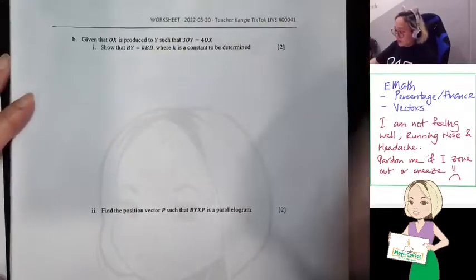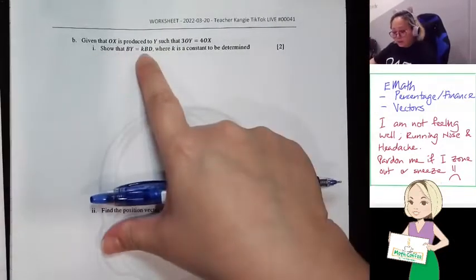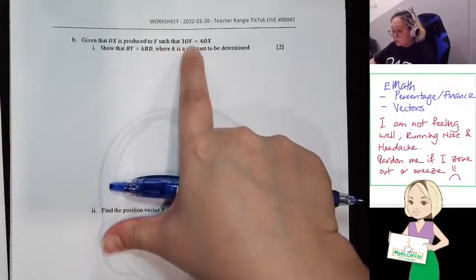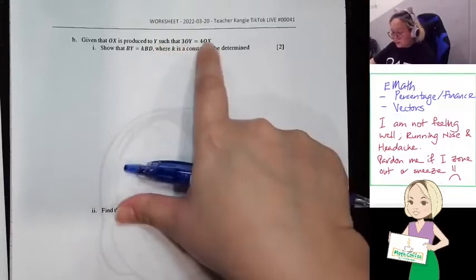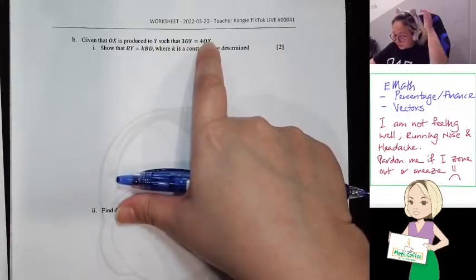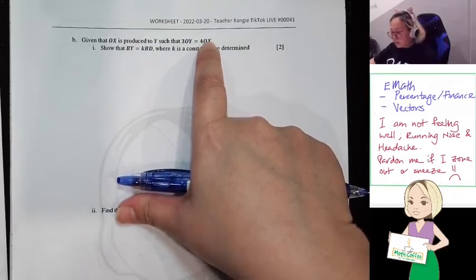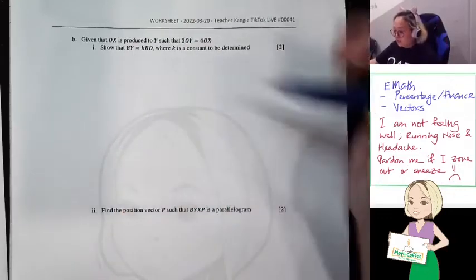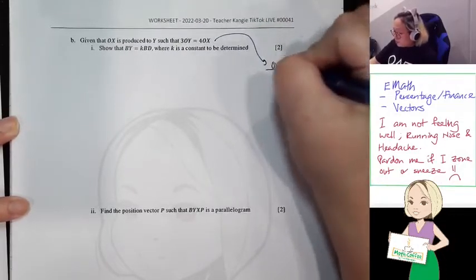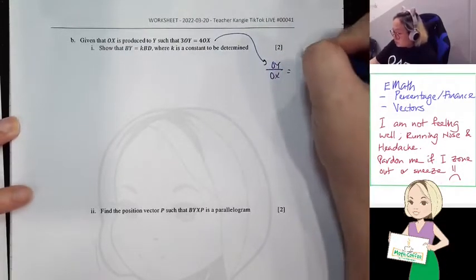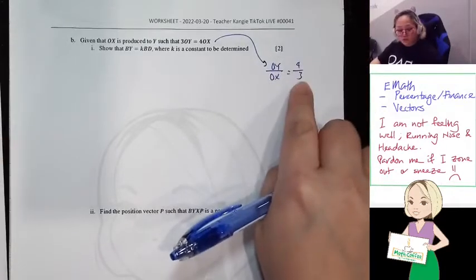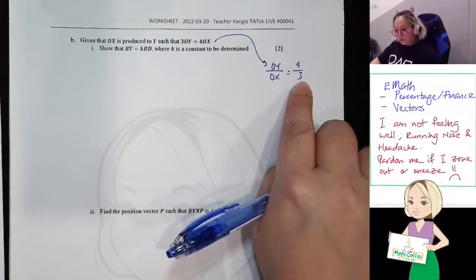Okay, so given that OX is produced to Y such that 3OY equals 4OX. Again, they like to give this kind of thing. So you need to go and label your diagram on where is 3 unit and where is 4 unit. So over here, if I'm going to write OY over OX is equal to 4 over 3, it means OY is 4 unit, OX is 3 unit. So let's go to our diagram.